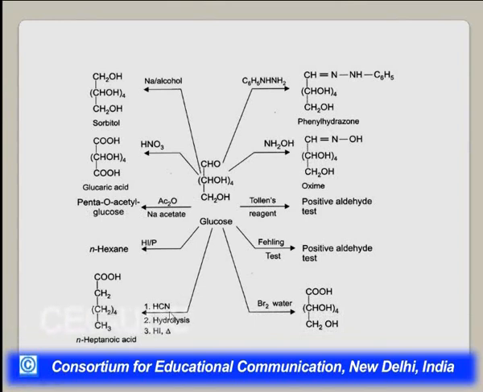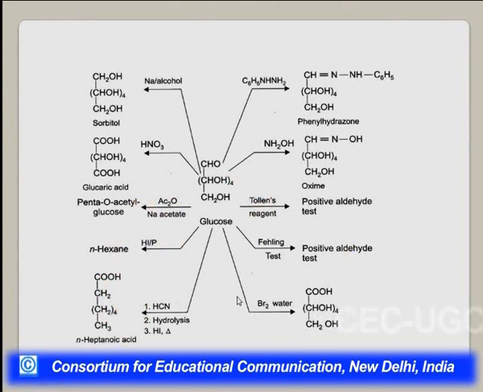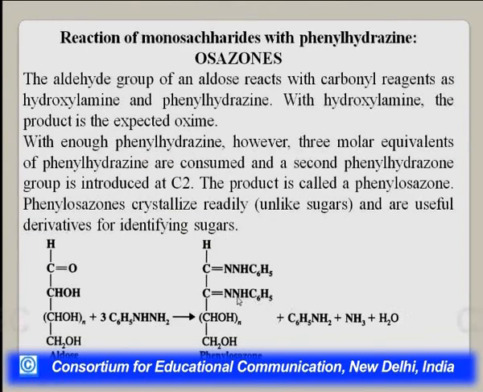And with hydrogen cyanide followed by hydrolysis, and then with hydrogen iodide and heating, you will get n-heptanoic acid, and this is your n-heptanoic acid. All these reactions show that glucose is a straight chain molecule, and we can confirm the open chain structure of glucose. Now let us discuss the reaction of monosaccharide, that is glucose, especially with phenylhydrazine.